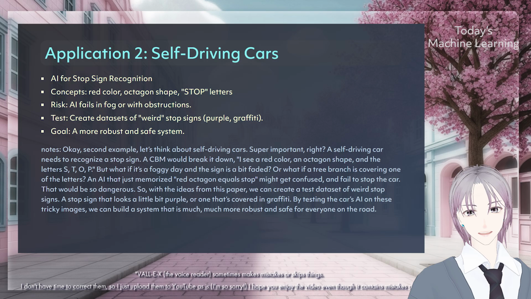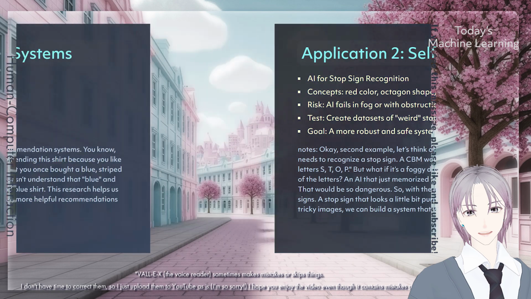So with the ideas from this paper, we can create a test dataset of weird stop signs. A stop sign that looks a little bit purple, or one that's covered in graffiti. By testing the car's AI on these tricky images, we can build a system that is much more robust and safe for everyone on the road.